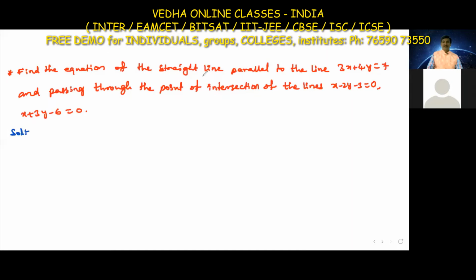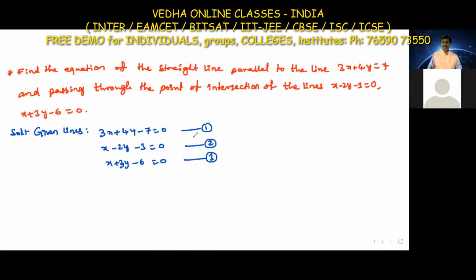Find the equation of the straight line parallel to the line 3x plus 4y equals 7 and passing through the point of intersection of the lines x minus 2y minus 3 equal to 0 and x plus 3y minus 6 equal to 0. Here, the given lines are: 3x plus 4y minus 7 equal to 0, equation number 1; x minus 2y minus 3 equal to 0, equation number 2; and x plus 3y minus 6 equal to 0, equation number 3.